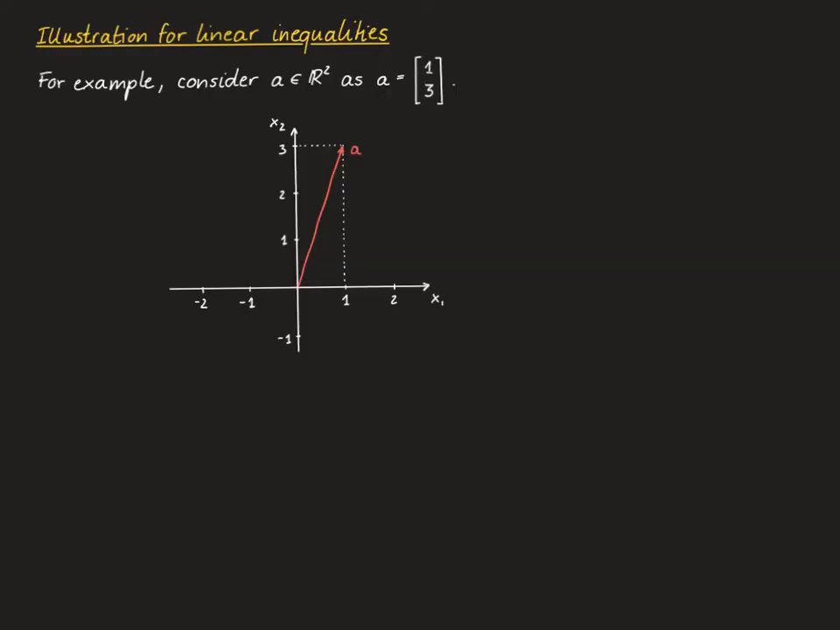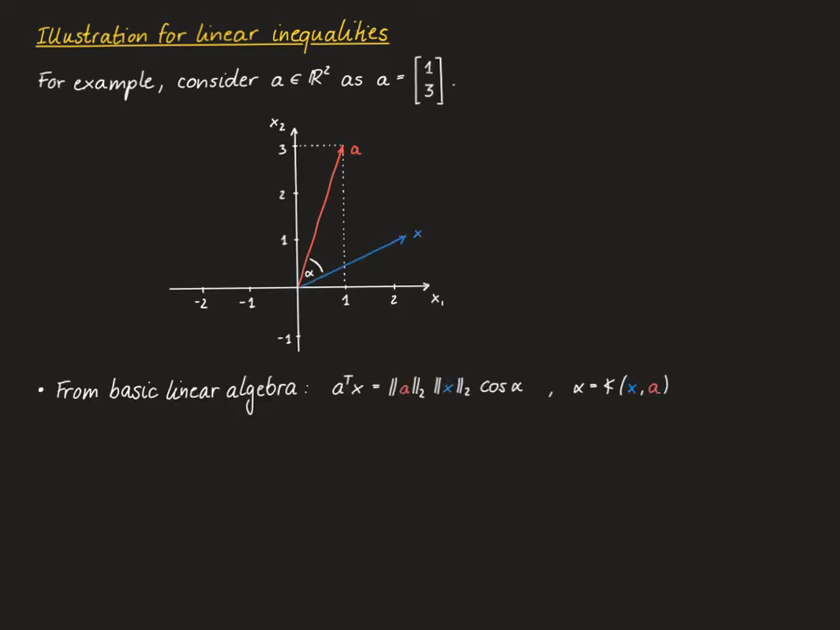To illustrate this fact, let's look at a little example. And of course, it's the easiest to draw in a plane, and therefore we consider a vector a in R2 that in this example is just defined by the entries 1 and 3. And this vector a is drawn in a plane down here. So it points to the point (1, 3).